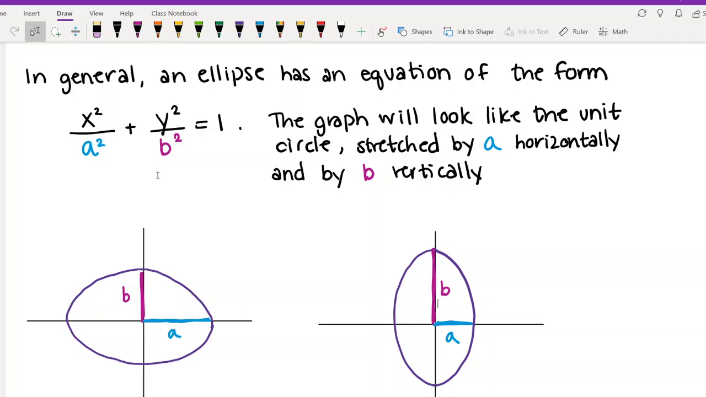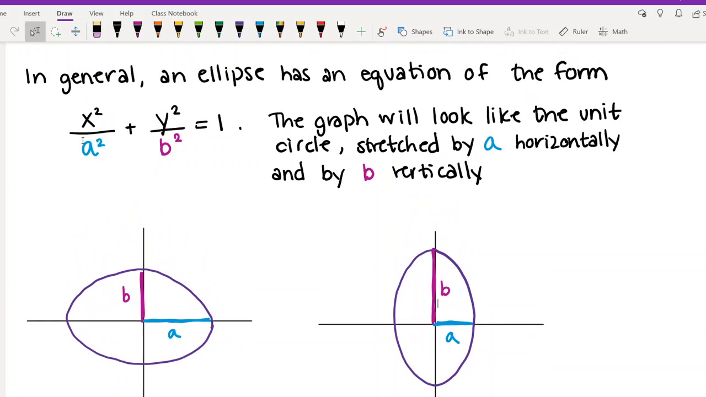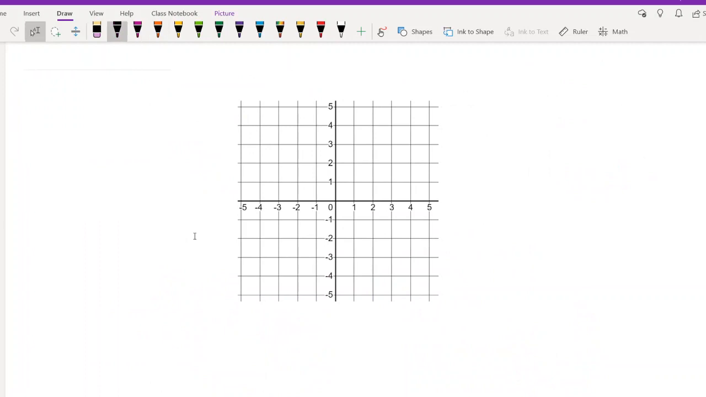But I just want you to be aware, if you look in the book, you might notice that things are a little different. But the main thing to just know is that whatever number appears under x squared, that's telling you about the horizontal stretch, and whatever number appears under y squared is telling you about the vertical stretch. And then whichever of those two numbers is bigger is going to tell you what direction this ellipse is bigger in. Okay, so let's do some examples of actually sketching graphs.